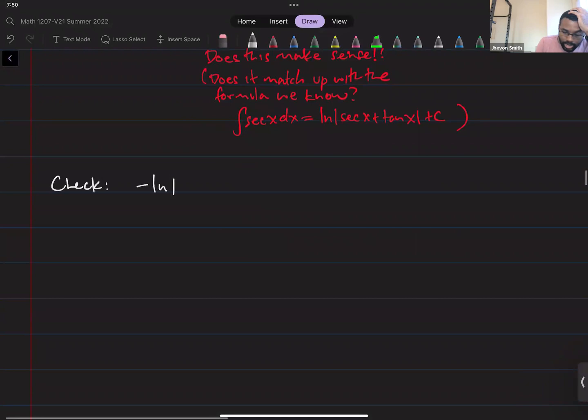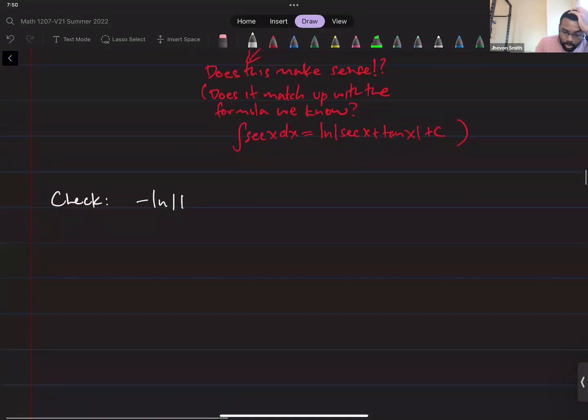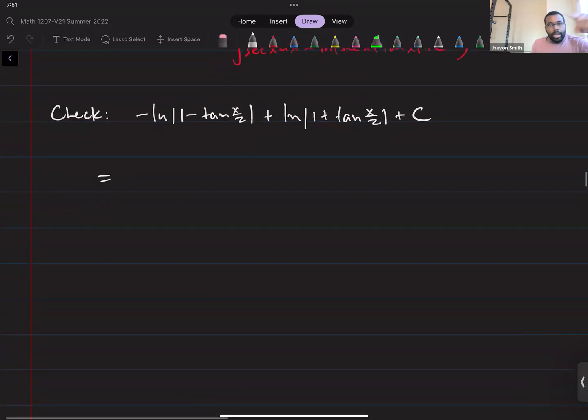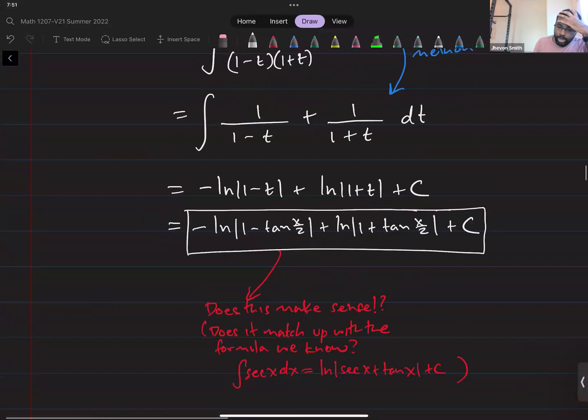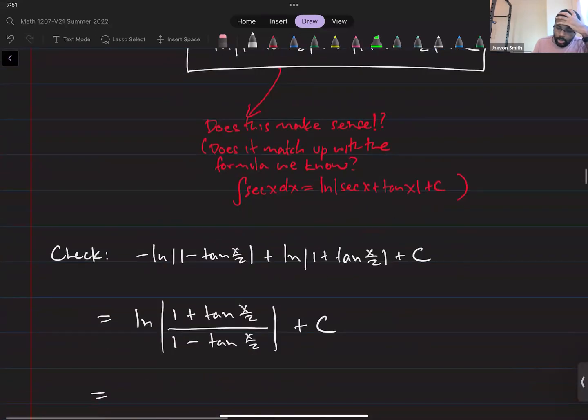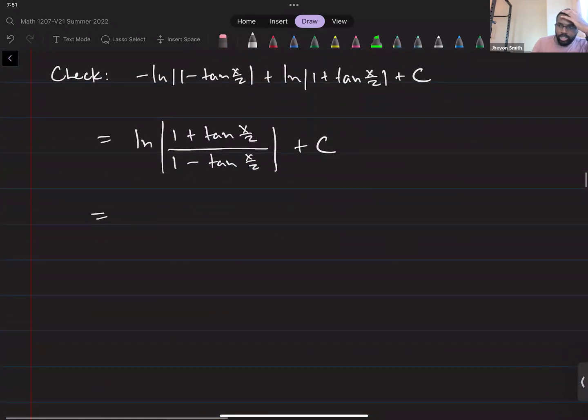So you have minus ln of 1 minus tan x over 2, plus ln of 1 plus tan x over 2, plus c. So we know that ln's, when you subtract 2 ln's, it's like ln of the division. Okay, because I have 2 ln's in this formula and there's 1 ln in the formula that we have memorized. So I'd want to turn it into 1 ln to see if that can help me.